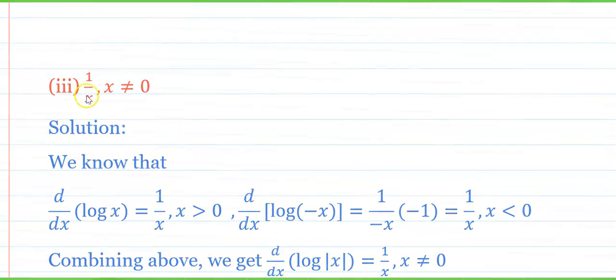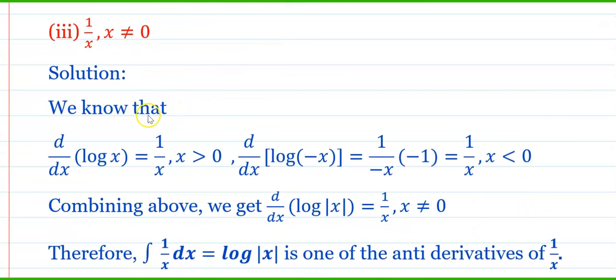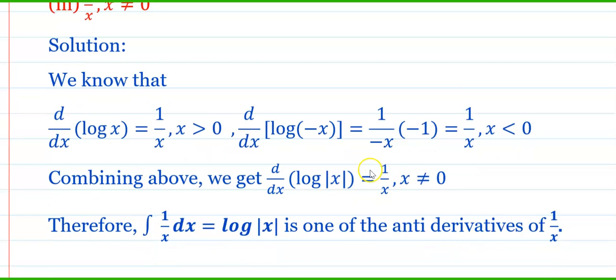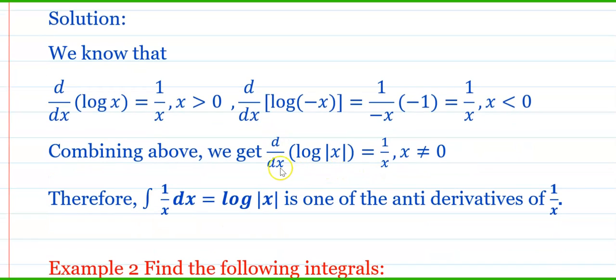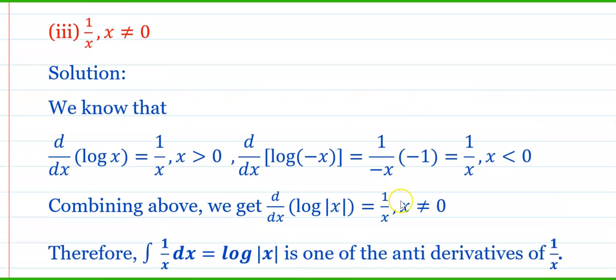Okay, this is with the help of inspection. Next, 1 upon x, where x is not equal to 0. Again, this is very important. Which is the function whose derivative is 1 upon x? Log of x. d/dx of log of x is 1 upon x for x greater than 0, and d/dx of log of minus x is 1 upon minus x into d/dx of minus x, which is minus 1, and overall it becomes plus 1 upon x where x is negative. Combining these two, we take the mod, and therefore d/dx of log of mod x equals 1 upon x.